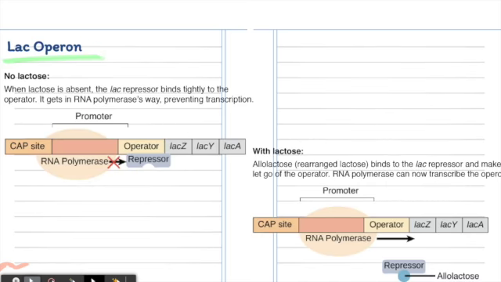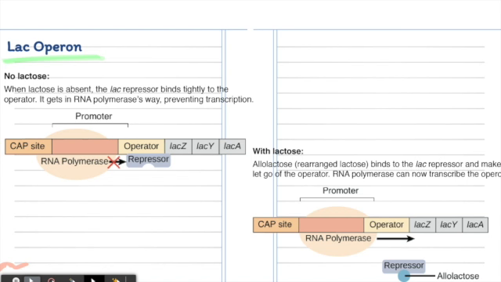Here is the lac operon. The first example is when there is no lactose. When lactose is absent, the lac repressor binds tightly to the operator. This gets in the way of the RNA polymerase, therefore transcription cannot happen.